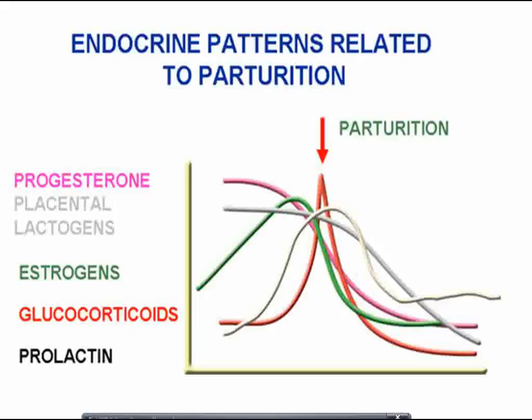You can see the pink is progesterone, and you can see that it is coming down. Placental lactogen is green. Again you can see after parturition it is coming down. Progesterone is coming down before parturition. Placental lactogen is coming down after parturition. Estrogen is also coming down after parturition, when it is completed. Glucocorticoids are highest during parturition, and prolactin. So these are the two main things which are very important. But another thing that you can see is estrogen is also important.